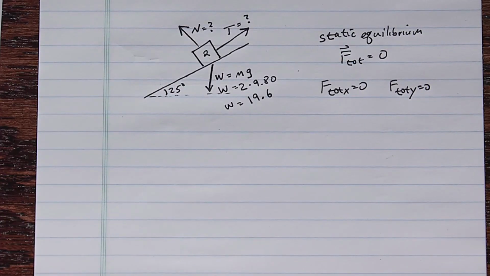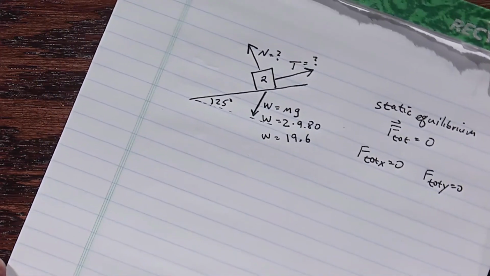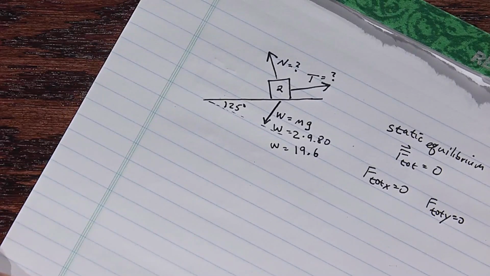What I haven't done yet is draw in my x and y axes. You might think to draw them horizontally and vertically like we usually do, but I'm going to show you a trick here that'll help you. What I will do is turn the page sideways. I haven't really changed anything. The forces are still acting on the box.